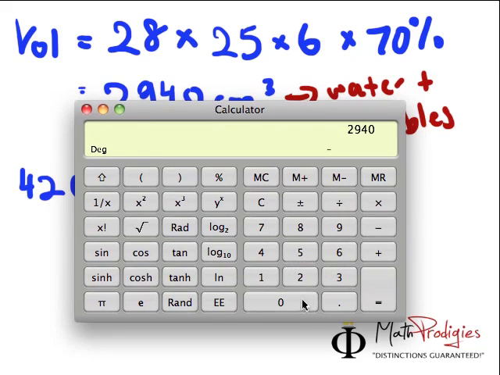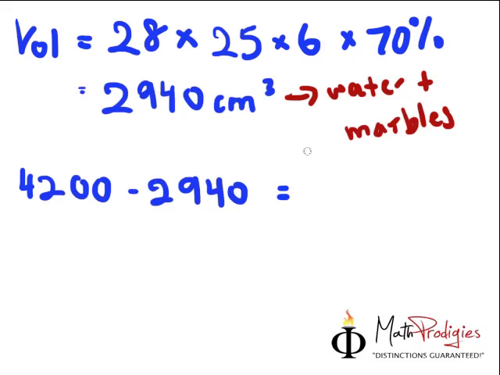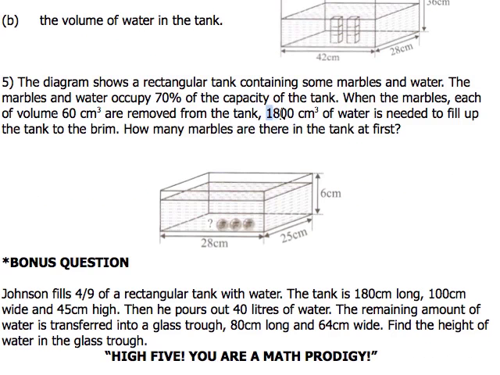Yes. Oops, sorry. So which means that you actually only need 1,260 cm cube of water to fill up to the brim. However, you actually need 1,800. Now, what is this difference in between? That means it's the marbles.